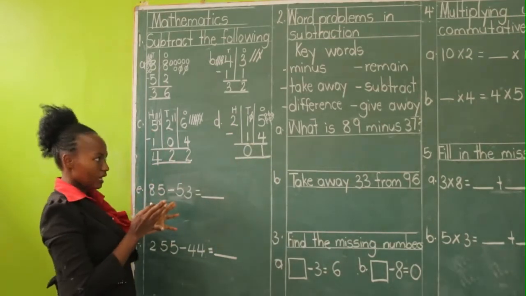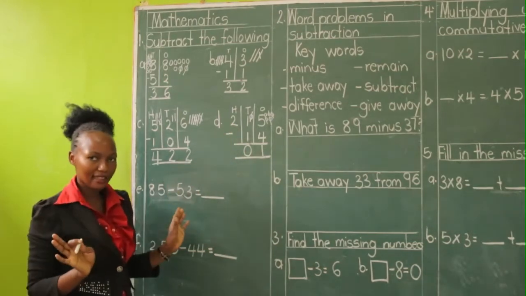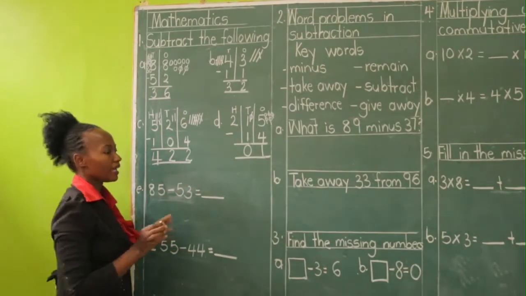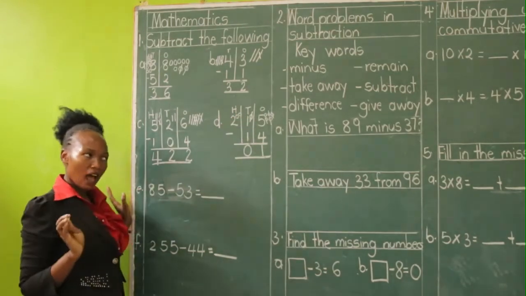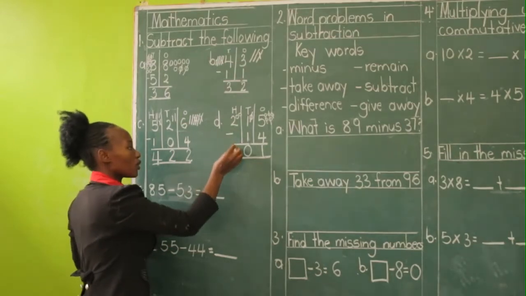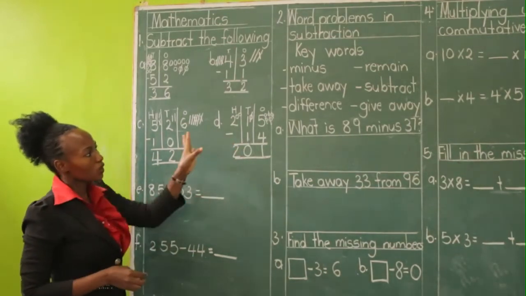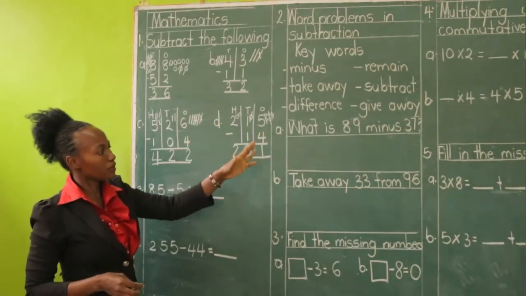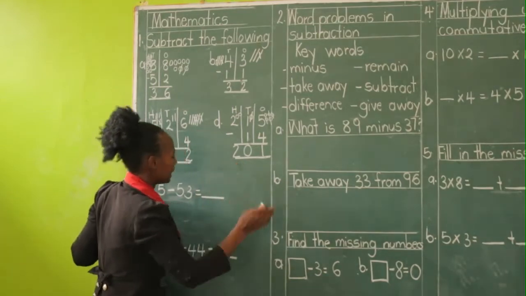When we come to this side of hundreds, we have 2, take away nothing. I draw for 2. I take away nothing. It means that nothing I'm going to take away from 2. 2 take away nothing, the answer is 2. Now 215 minus 14, our answer is going to be 201.